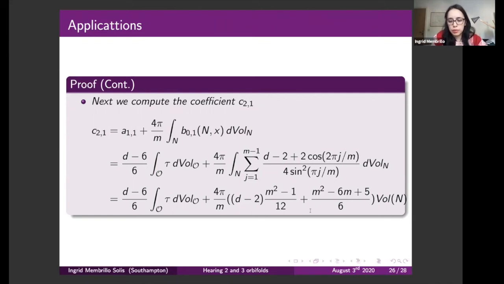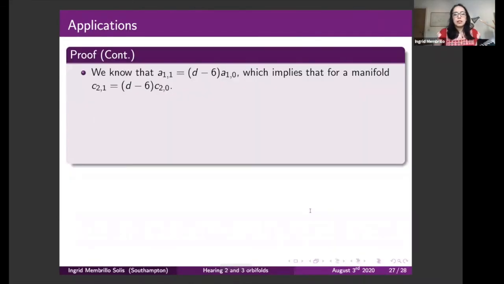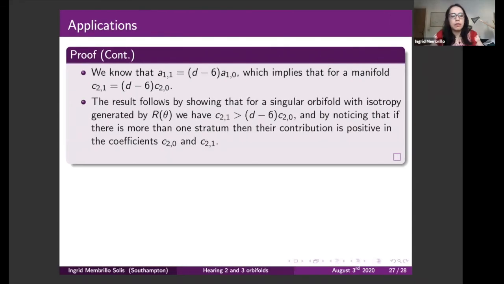obtain this other expression. Now, the only thing that we have to notice is that if the orbifold was a manifold, then our expression reduces to what we already saw in the table that I showed before: the term A11 is equal to D minus 6 times A10, which implies that for any manifold, this also needs to hold.